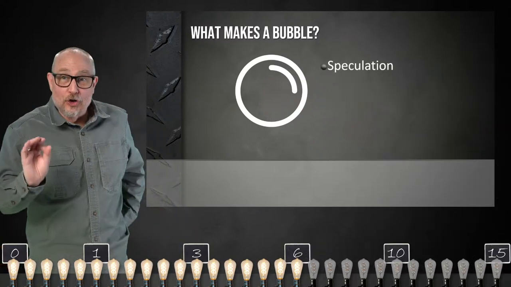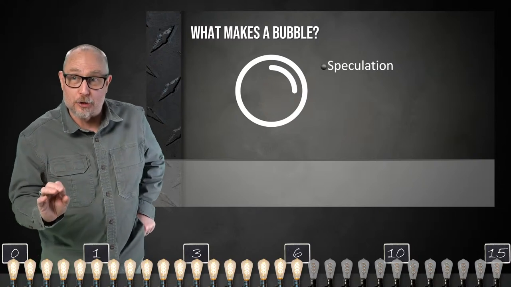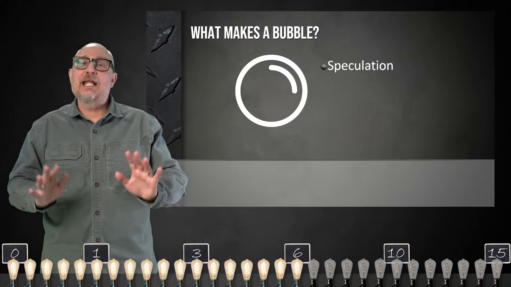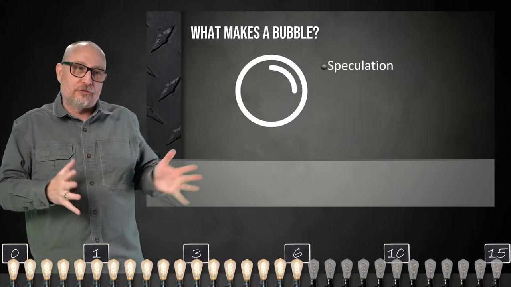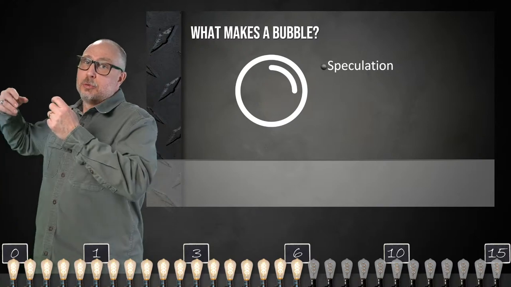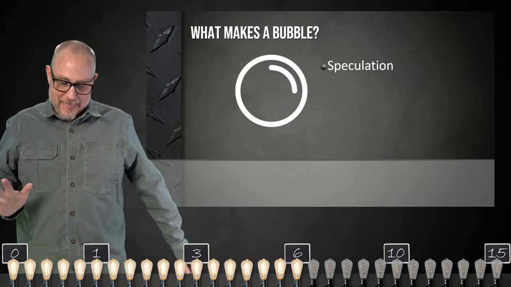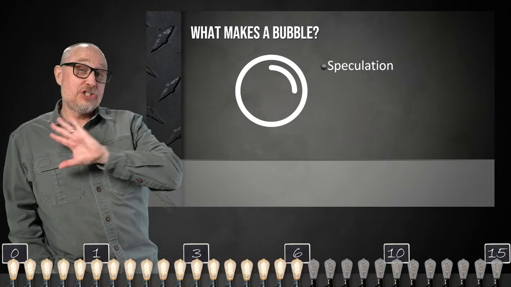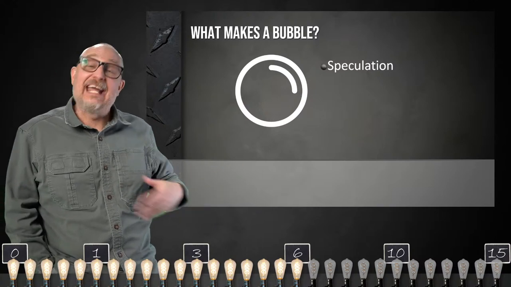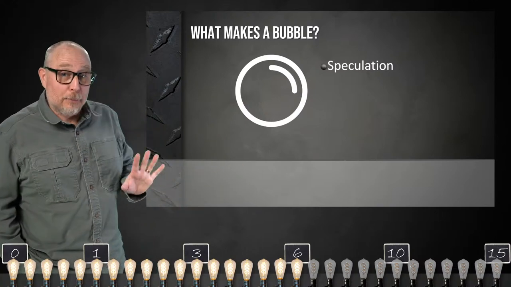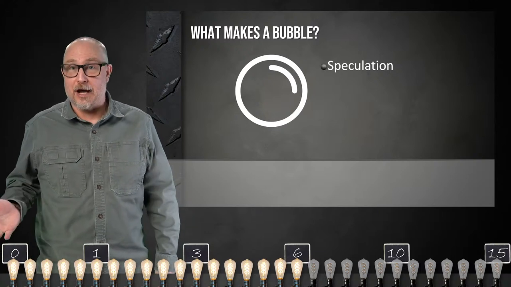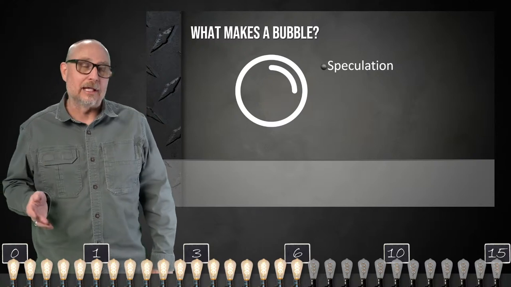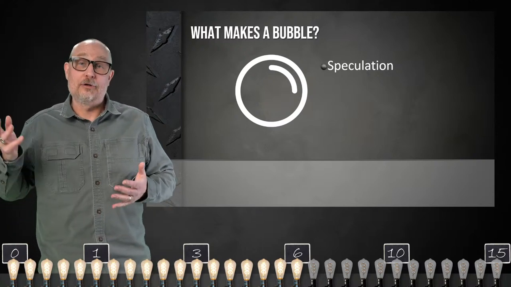So now we are fully in bubble territory with speculation. Speculation is where you have now moved from hobbyist to bubble contributor. Speculation is when you buy something with no intent at all in using it. The only reason you purchased it was to resell it at a profit. Now, in economics, there's a term for this. I'm not making this up. You can Google it. The term is the greater fool theory.